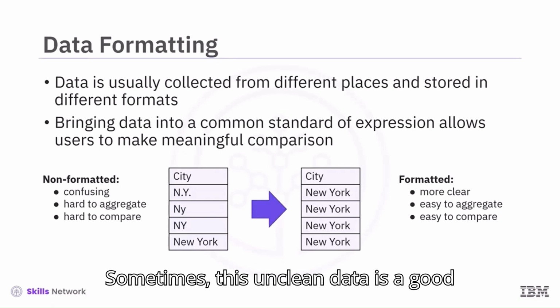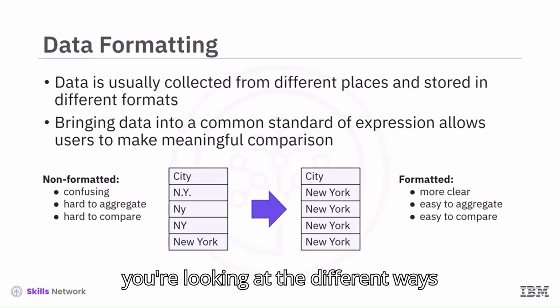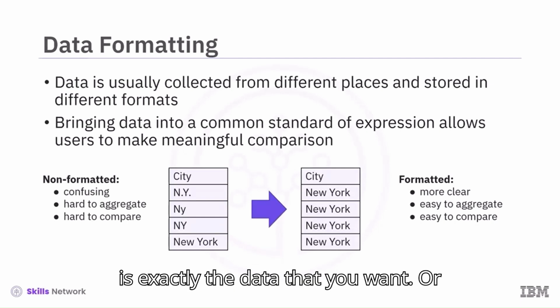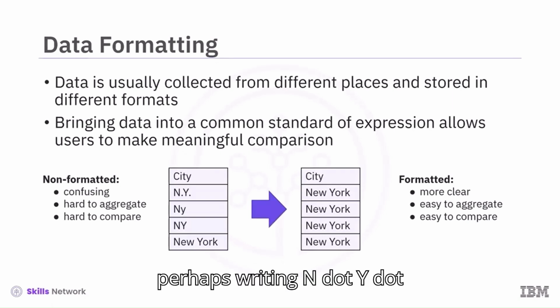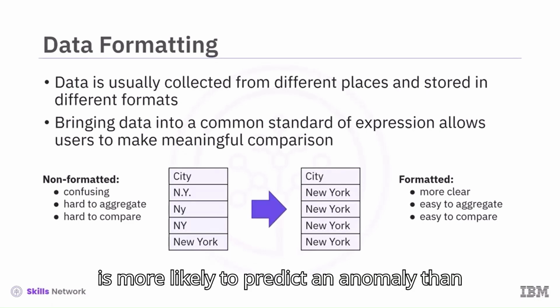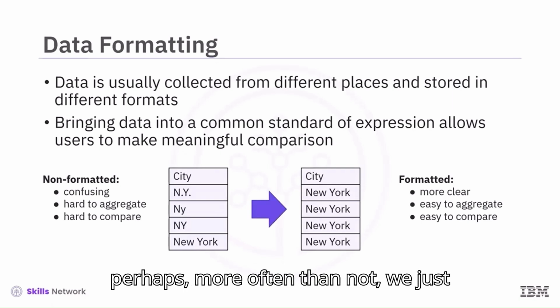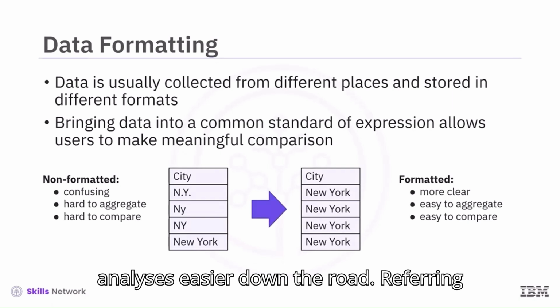Sometimes this unclean data is a good thing to see. For example, if you're looking at the different ways people tend to write New York, then this is exactly the data that you want. Or if you're looking for ways to spot fraud, perhaps writing N.Y. is more likely to predict an anomaly than if someone wrote out New York in full. But perhaps, more often than not, we just simply want to treat them all as the same entity or format to make statistical analyses easier down the road.